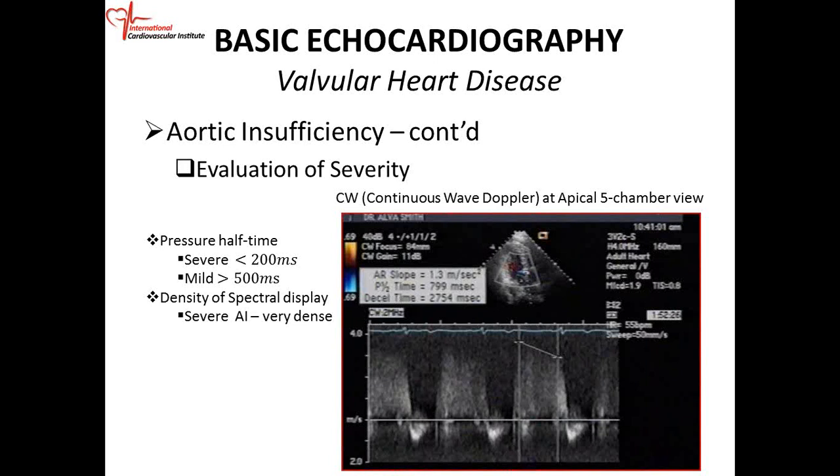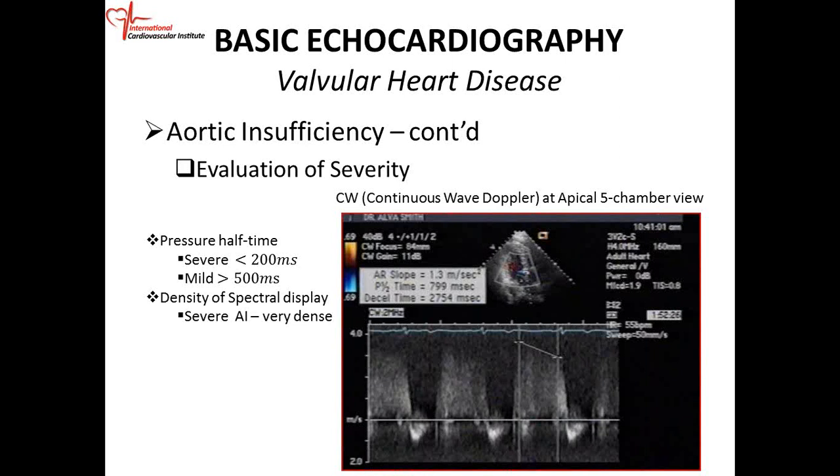Okay, so in assessing for AI, you're going to look at the pressure half time. If the pressure half time is greater than 500 milliseconds, it's mild. If it's less than 200 milliseconds, then it's severe, steeper slope. Okay, so the pressure half time is the time it takes for the maximum pressure to fall by half.